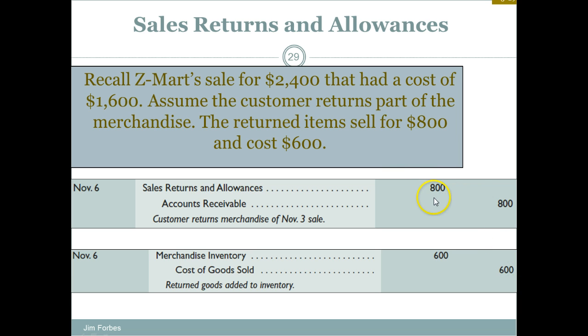But notice you have two different components here also. You have to reduce your sales, and you have to add to your accounts receivable. And when you reduce sales, you don't take away from the gross sale. You track it as a sales return and allowance. This will net out to a net sales reduction, but you don't take away from your gross sales. And now you have to count that you're putting back that inventory, and you reduce your cost of goods sold.